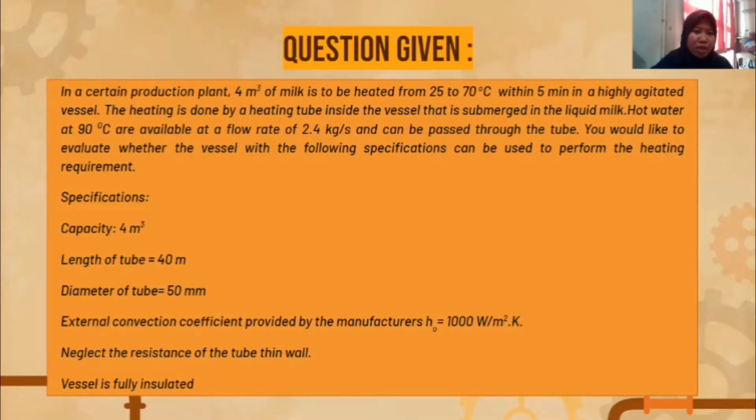You would like to evaluate whether the vessel with the following specification can be used to perform the heating requirement. Specification given: capacity equal to 4 meter cube, length of tube equal to 40 meter, diameter of tube equal to 50 millimeter, external convection coefficient provided by the manufacturer equal to 1000 watt per meter square Kelvin. Neglect the resistance of the tube wall. The vessel is fully insulated.